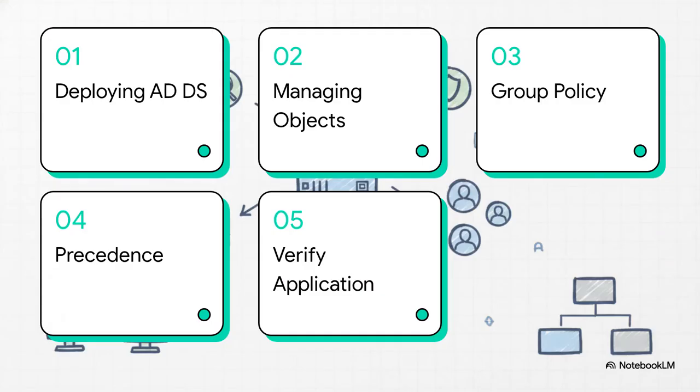Here is our game plan for this explainer. We're going to tackle 5 key phases. First, deploying Active Directory. Second, managing directory objects. Third, enforcing group policy. Fourth, mastering precedence. And finally, verifying application. Let's get to it.